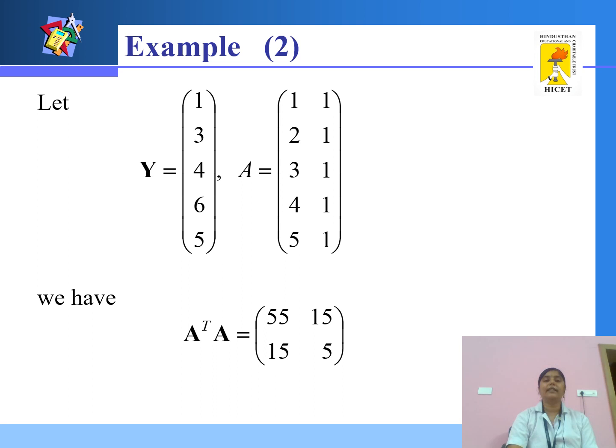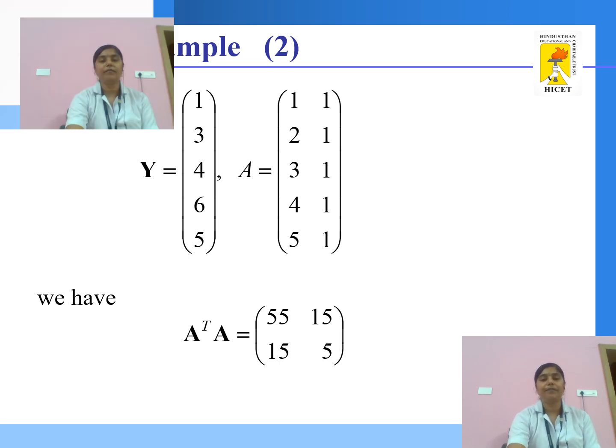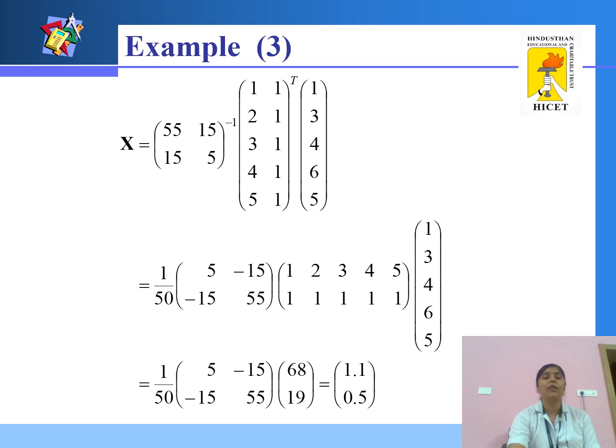Let y be the column matrix 1, 3, 4, 6, 5, and A equal to the matrix with rows (1, 1), (2, 1), (3, 1), (4, 1) and (5, 1). So, we have A transpose A is 55, 15 and 15, 5. So, x is equal to the inverse of 55, 15, 15, 5, into A transpose, multiplied by the column matrix 1, 3, 4, 6, 5. So, after multiplying all these things, we will be getting 1.1 and 0.5 as a column matrix.